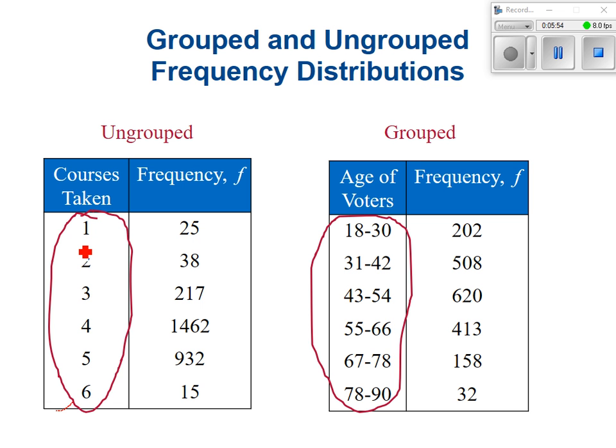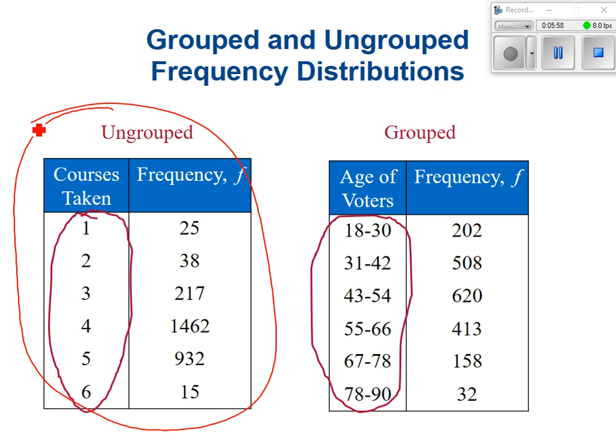So this is what an ungrouped frequency distribution would look like. Notice that the classes here, the first part is just one number: 1, 2, 3, 4, 5, 6. The second one is more what we're going to deal with.